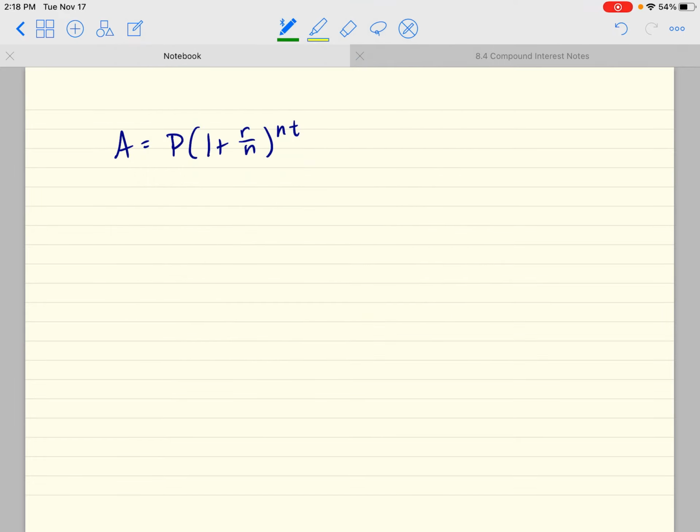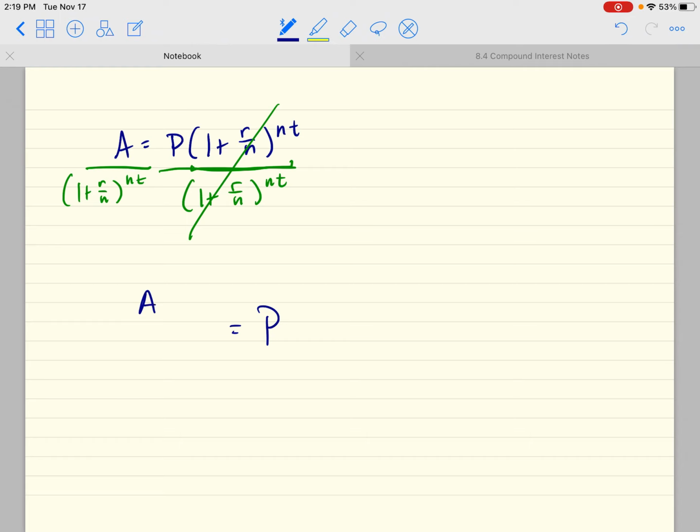So if I wanted this solved for P, remember we were solving literal equations, right now P is being multiplied by this whole thing. So if I just divided both sides by that whole thing, 1 plus r over n to the nt power, it would cancel from that side, and then P would equal A over 1 plus r over n to the nt power. It's the same formula, it's just rearranged.